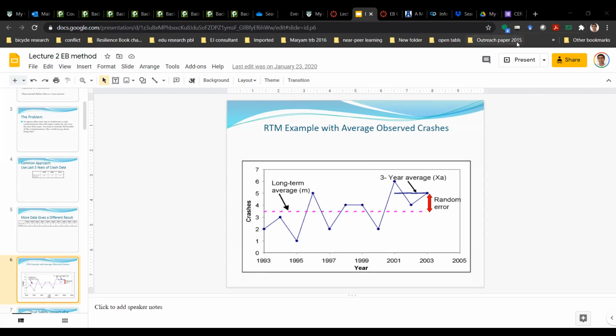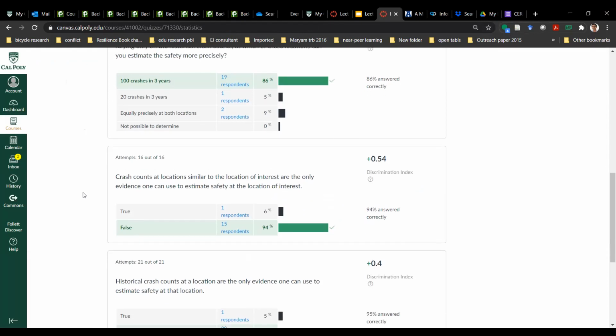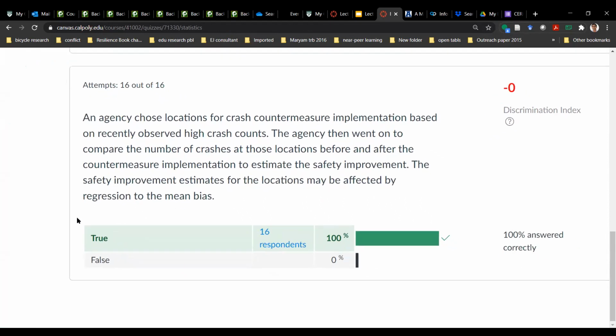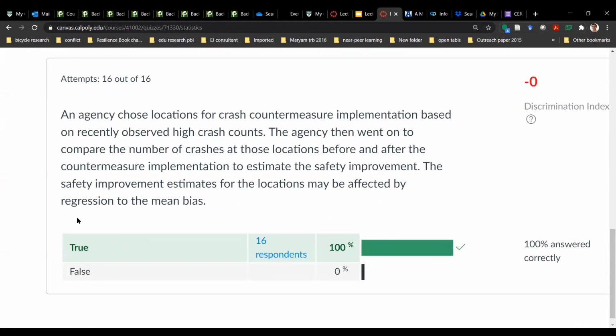So okay, I'm going to show you something here. This is the EB quiz that you're looking at, and this is the one question that everybody got right. An agency chose locations for countermeasure implementation based on the recently observed high crash counts. The agency then went on to compare the number of crashes at those locations before and after the countermeasure implementation to estimate the safety improvement or safety effect of that countermeasure. The safety improvement estimates for this location may be affected by the regression to the mean bias, right? So the answer obviously is yes, it's true. They will be affected.